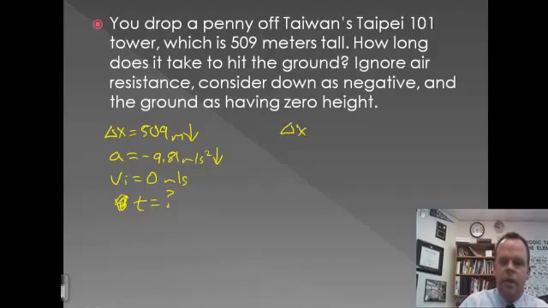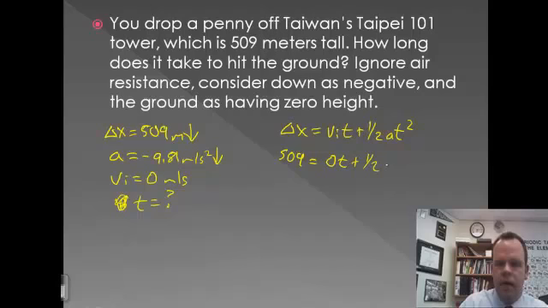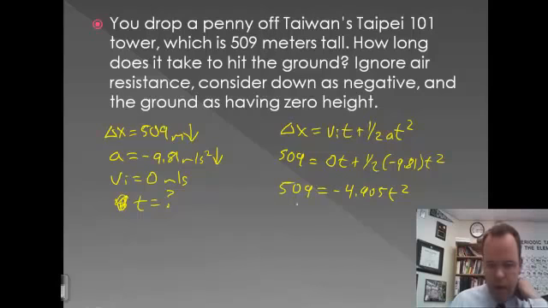So in this case, the best equation: delta x equals v_i t plus 1/2 a t squared. So 509 equals 0 t plus 1/2 times negative 9.81 t squared. 0 times t will be 0. Half of 9.81 is 4.905.